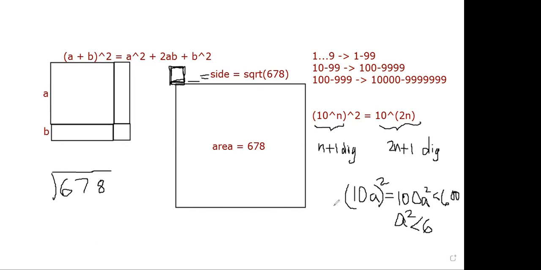Okay, so we need to find a number whose square is less than 6. And we need to find the largest such number, because we are trying to estimate. So very clearly, A is going to be 2. So we kind of cordon off this portion.